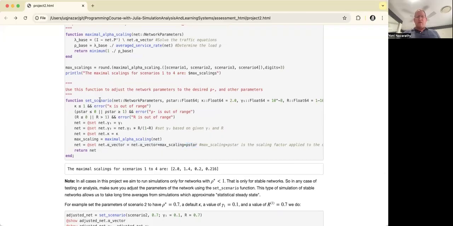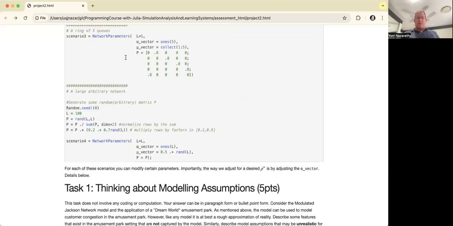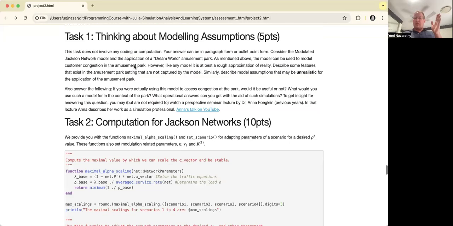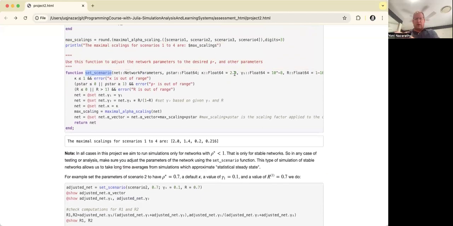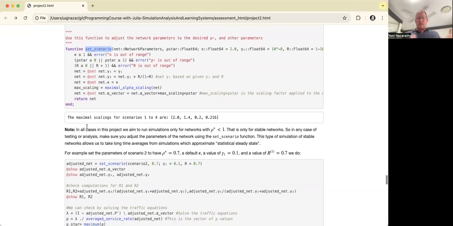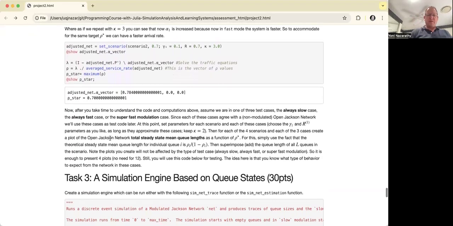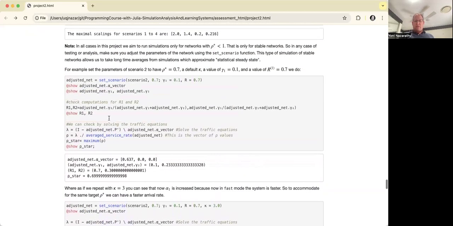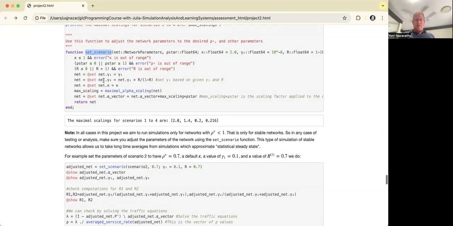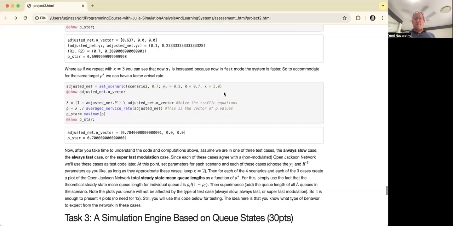Okay, so if you apply set scenario to each of those scenarios, but with a given rho star, and also with given other parameters that you would like, you're going to get as a return some parameters of a slightly different network, and that network is going to be exactly that rho star. So what you're asked to do in this task is just use this after you understand it. Okay, use it on the 4 scenarios in the 3 test cases. So set parameters that approximate. The approximate is an important thing here. The always slow case, the always fast case, or the super fast modulation case.